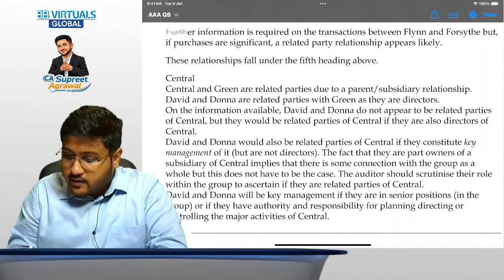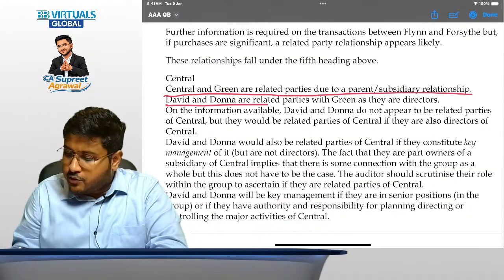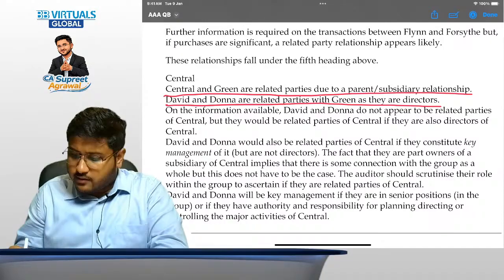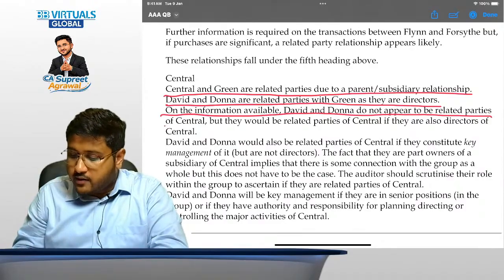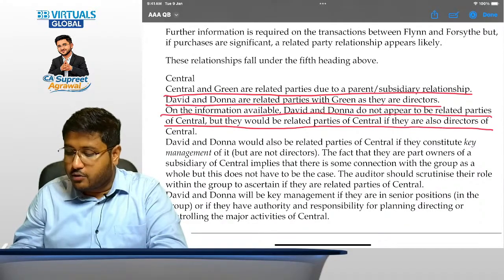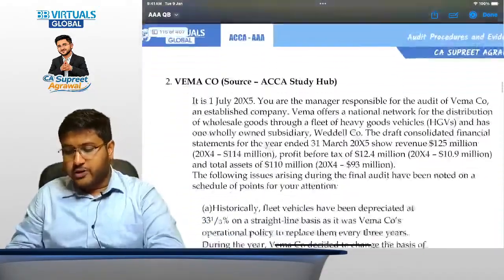Now, Central and Green are related parties due to the parent-subsidiary relationship of 75%. David and Donna are related parties with Green as their directors, right? On the information above, David and Donna do not appear to be related parties of Central, but they would be related parties of Central if they are also directors of Central. With this, we have solved question number 1.